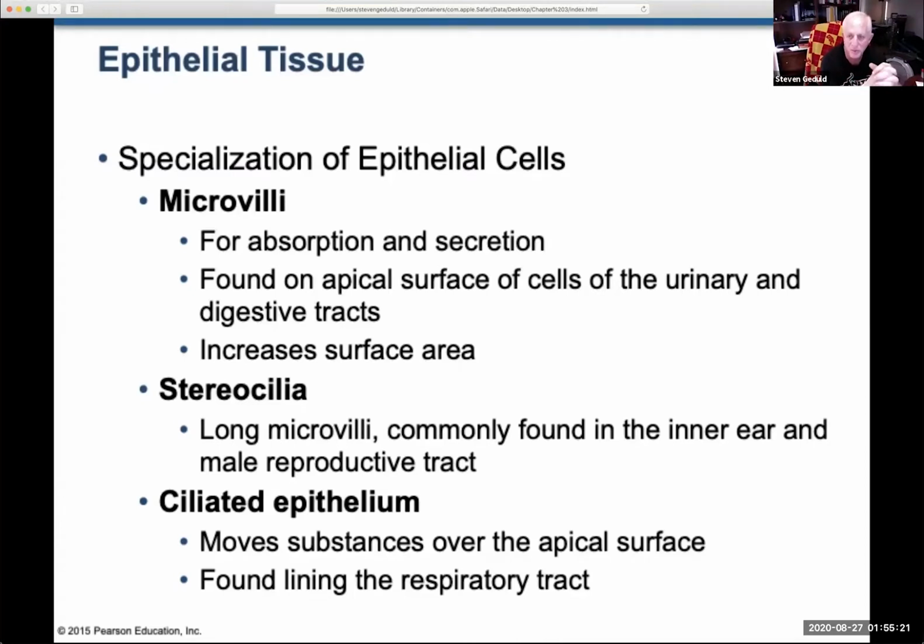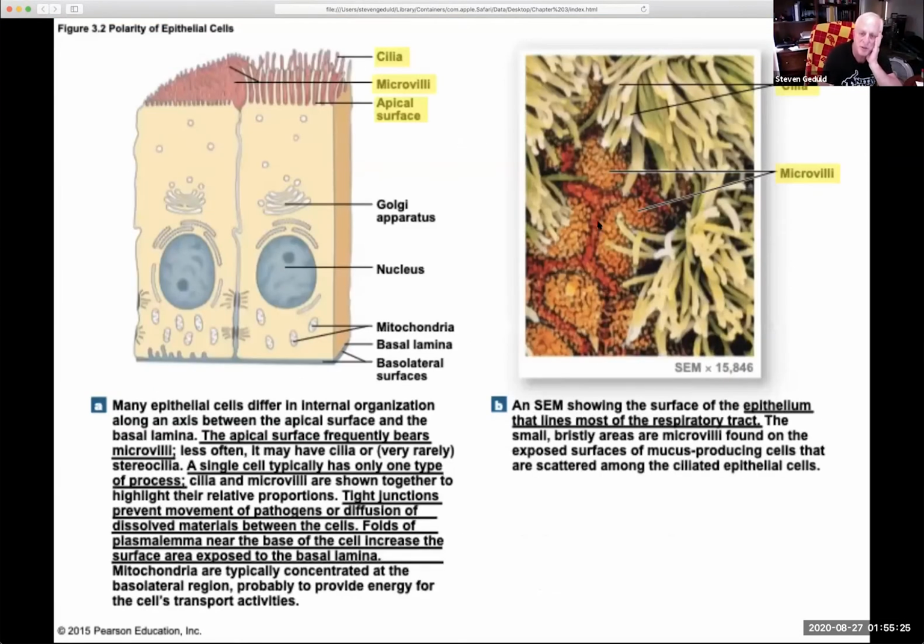And here's a picture of what they look like. This is the microvilli. These are the real small ones right here. They increase surface area and allow secretions and absorption. The cilia are a lot longer. These usually beat in one direction to move things, like in the lungs.